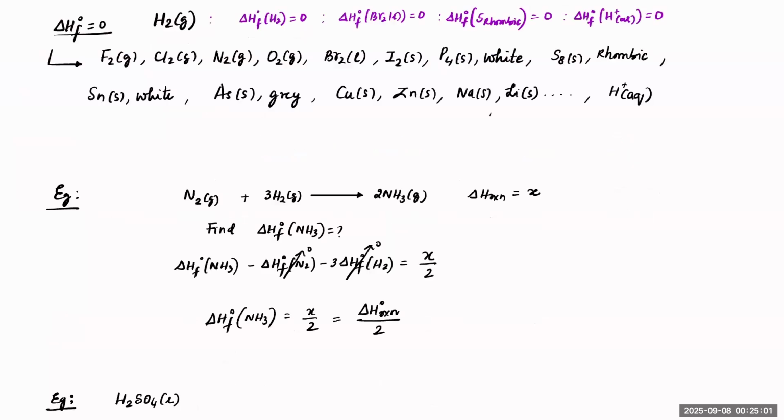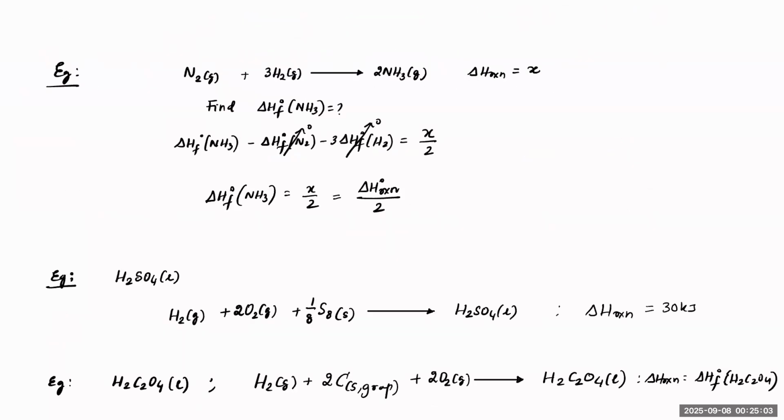Now notice this one. If I have a reaction like N2 plus 3H2 giving 2NH3, you know that N2 is the elemental form in a gaseous state. Hydrogen in a gaseous state is also the elemental form. So I'm getting the product from elemental forms here. So delta H of reaction, let's say, is X. Then what will be delta H of formation of ammonia, if I have to find it for ammonia?